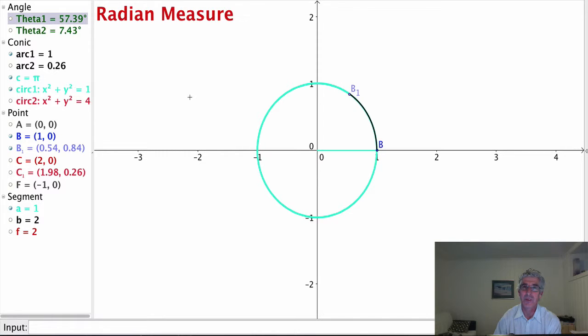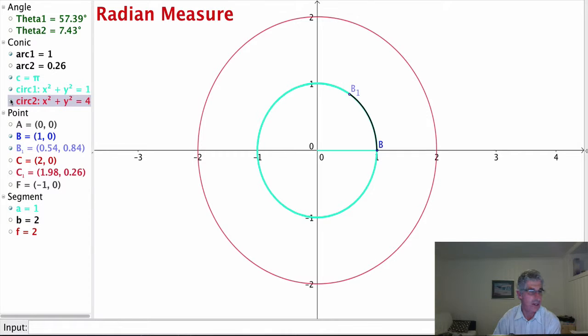Let's do it now for another circle. Let's have one of radius 2. And again, take a point, show the arc, and look at this length. And this time we will go round until the arc length is 2. So you see what I'm trying to do? Get an arc length the same length as the radius and see if we can find something interesting from that.